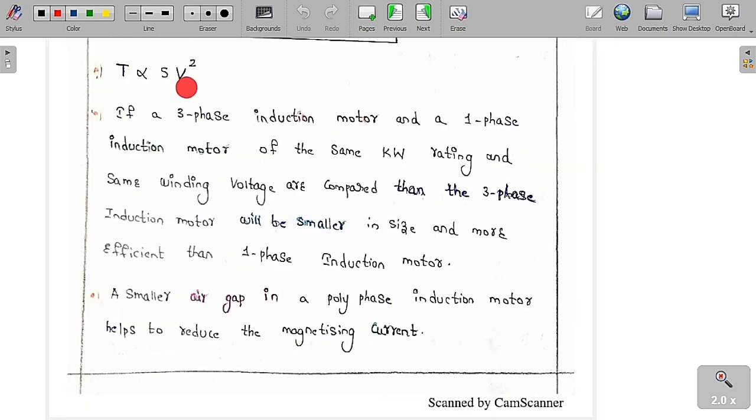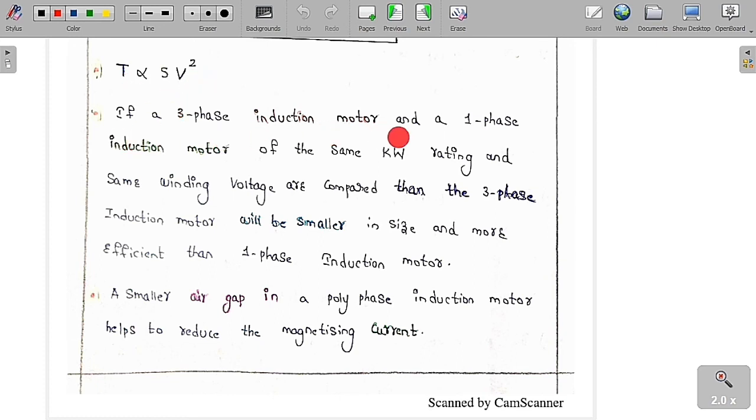So torque is directly proportional to S into V square. I already told you that in the stable region the basic equation is torque is directly proportional to S into V square by R2 into F. If you assume R2 and Fs constant, we can use torque is directly proportional to S into V square.